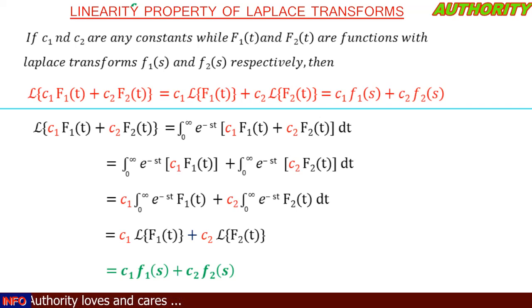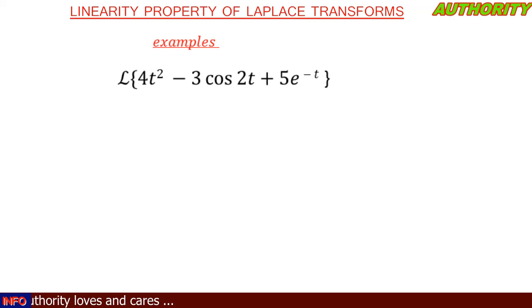Let's see what I'm trying to say. For instance, let's say we are asked to find the Laplace transform of 4t squared minus 3 cos 2t plus 5e raised to the power of minus t. This is what we are asked to do. So now what we do here is this. We have constants inside the given functions. We are going to take the constants outside and take the individual Laplace transform of these variables. We are going to take their Laplace transform individually.